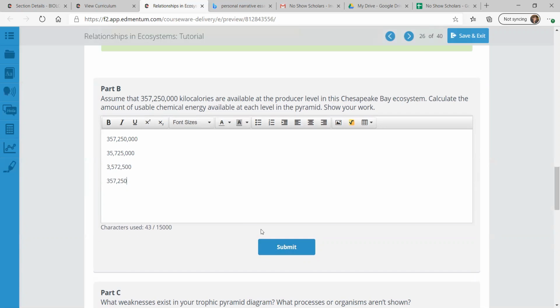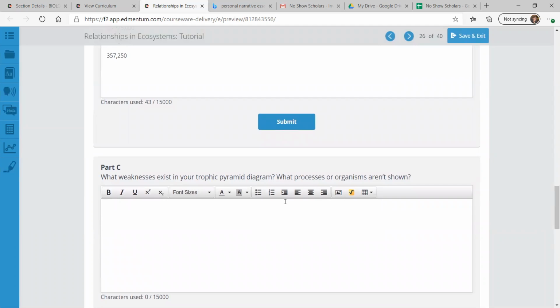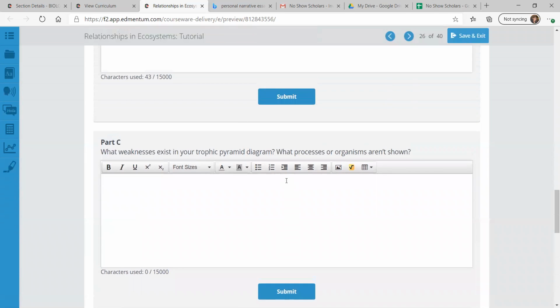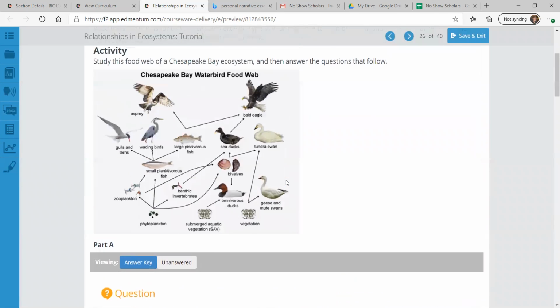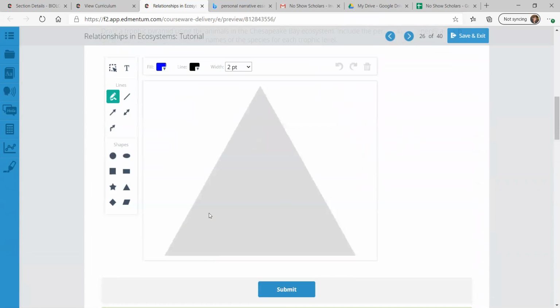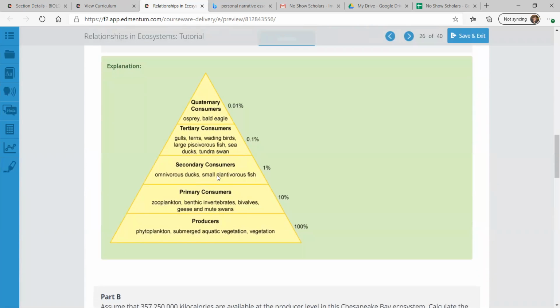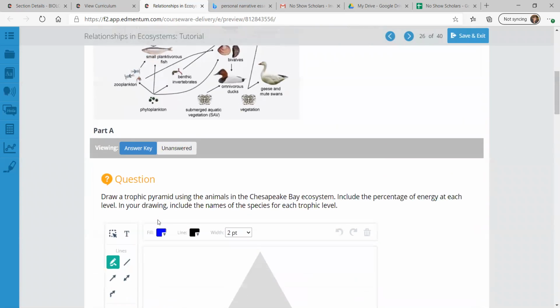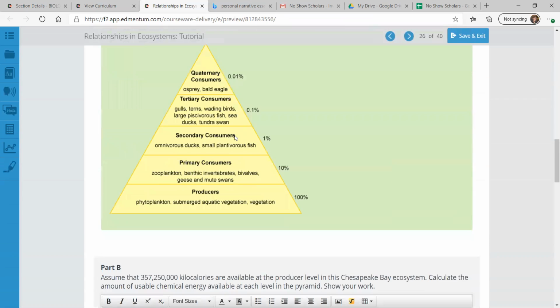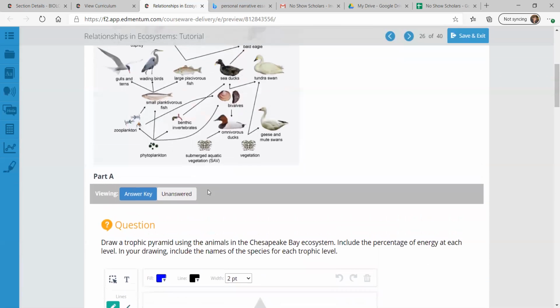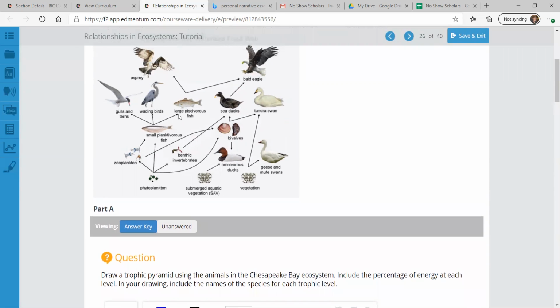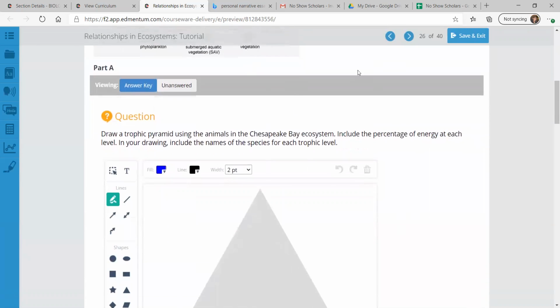Okay. What weaknesses exist in your trophic pyramid diagram? That talks about the difference between the food web versus the pyramid. What do you not see here that you actually get to see here? Well, the food web shows you where each level goes to the next, right? Here it just lumps them all together in groups, but here you get to see how this supports this and this and this, and then that supports that, that, and that, and this supports this and this. It's more complex.